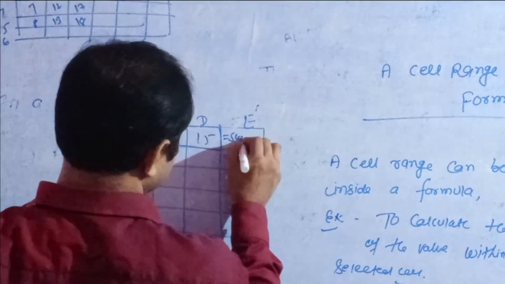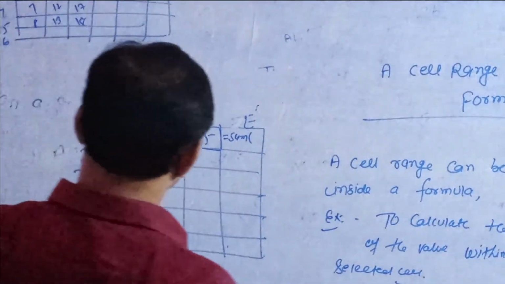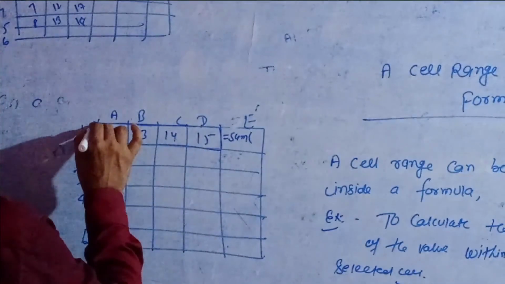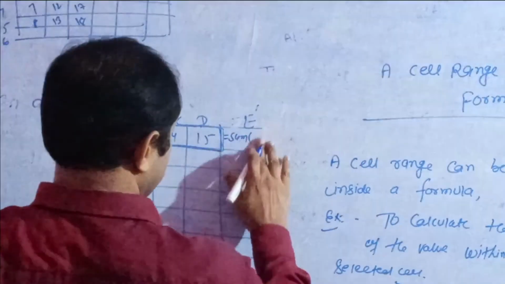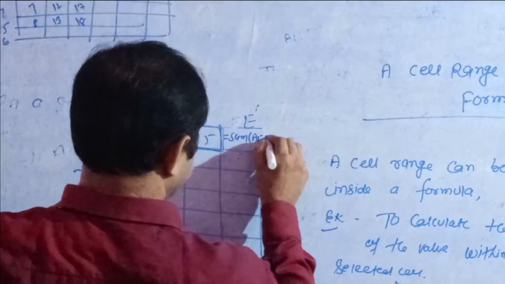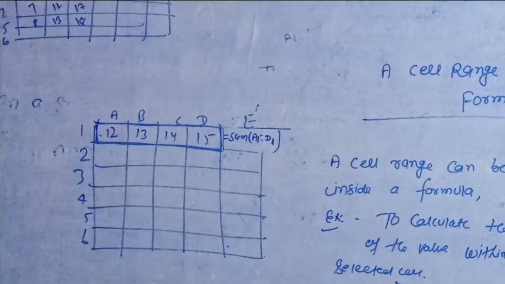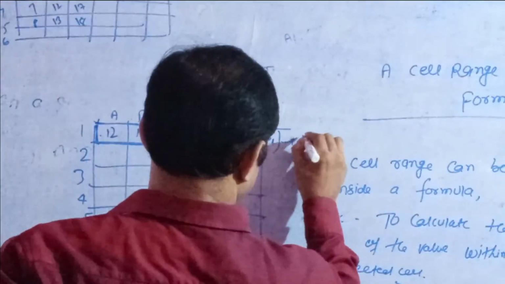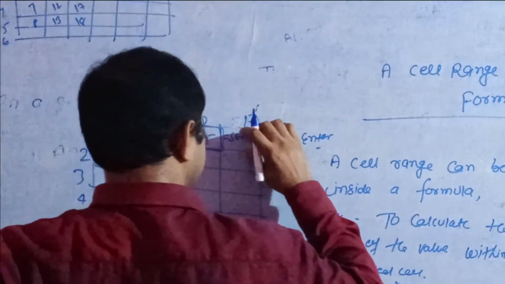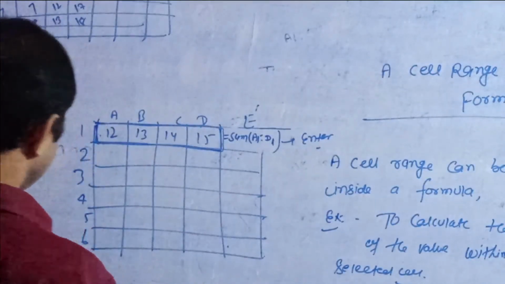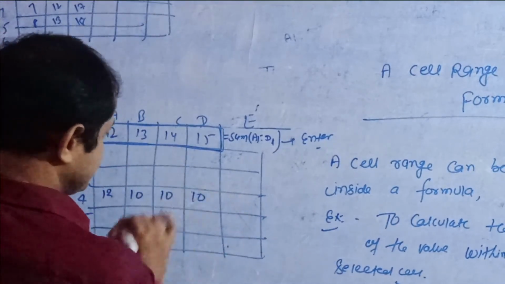First, type equals sum, open a small bracket, and select the whole area with your mouse. It automatically writes A1 to D1. Then close the small bracket and press enter, and the values are added in this particular area.